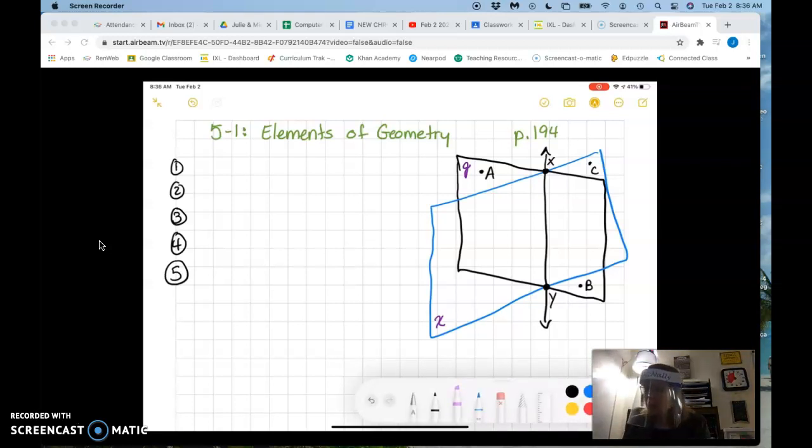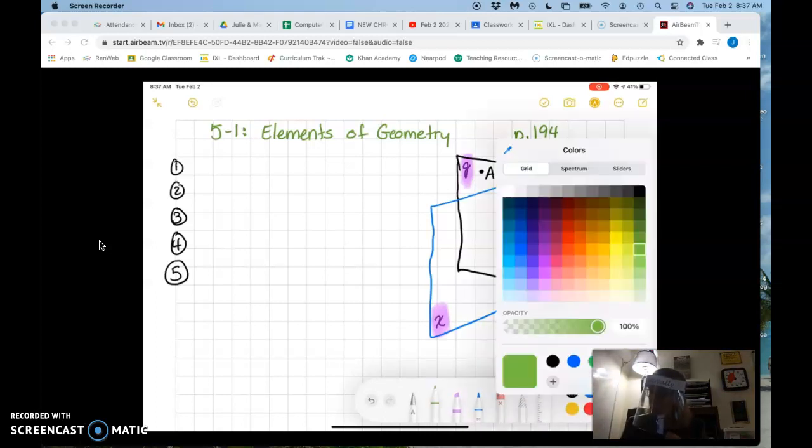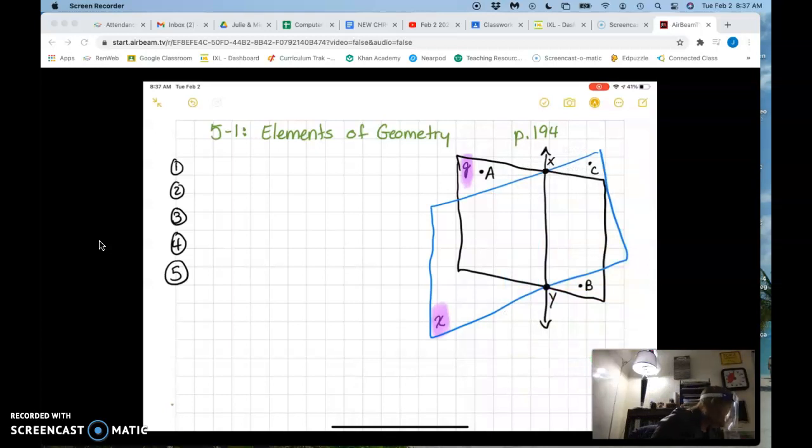Remember that when you name a plane, you can either use 3 points in the plane that are not collinear, or you can use this little cursive letter that's in the corner, and you can just call it plane J or plane X. Okay, so let's go through the questions and answer the questions about these 2 planes. All right, number 1, name 3 points that determine plane J. So what are 3 points that are in plane J?